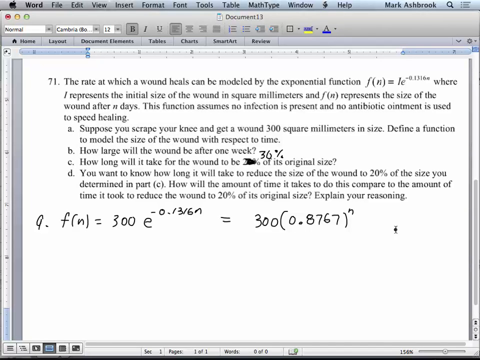A e to the kn and A b to the n are the same, because this is how we found that b. We took e to the k. Both are fine to use.